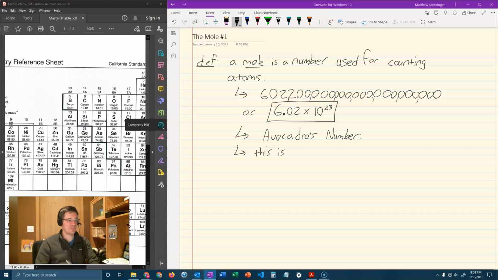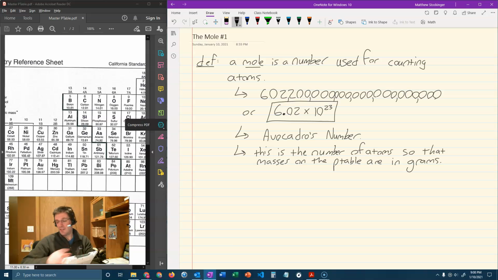So Avogadro's number is the number of atoms so that masses on the periodic table are in grams. This is a big deal. This fact allows me to do things that you might think are superhuman.